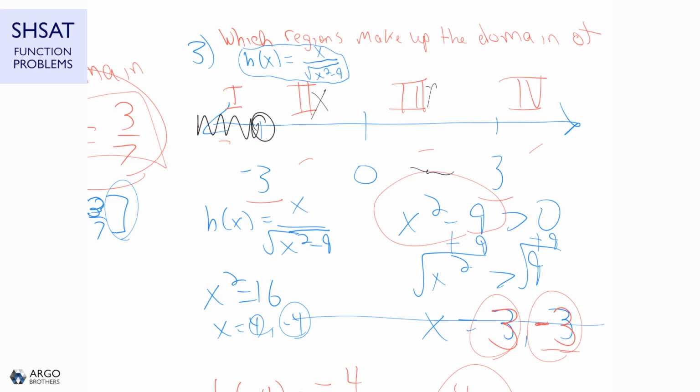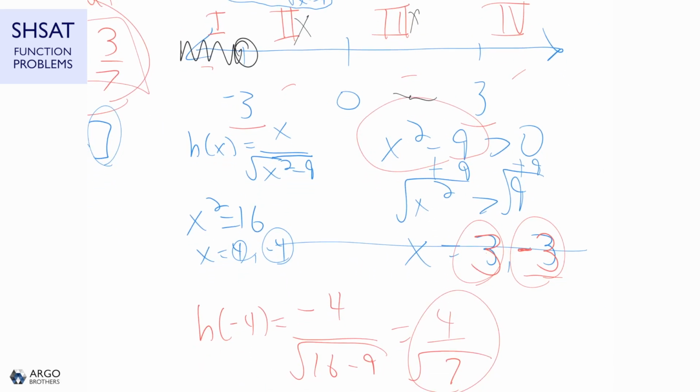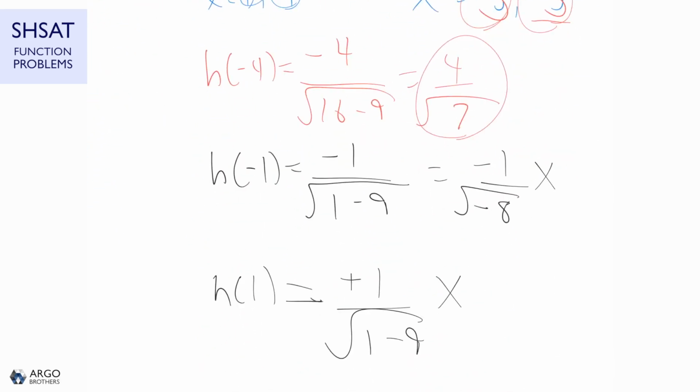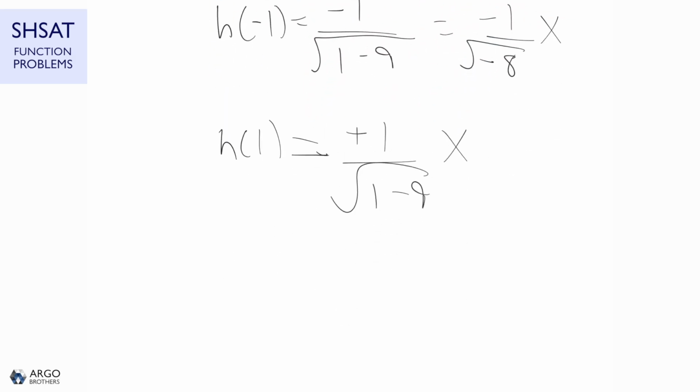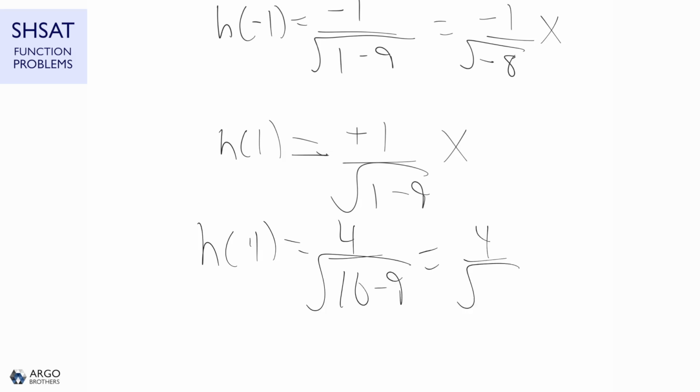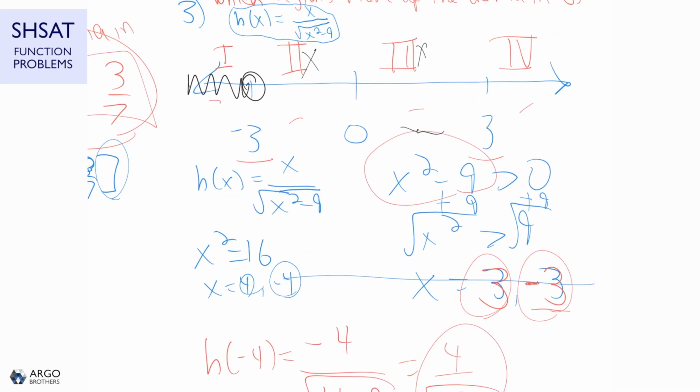Now we try region 4, and we could try the value 4. So h of 4, what is that? That would be 4 over square root of 16 minus 9, which is what we got in the beginning, which is 4 over the square root of 7, and that works. So the regions that work are the two end regions, these two with an open circle. So less than negative 3 and greater than 3.